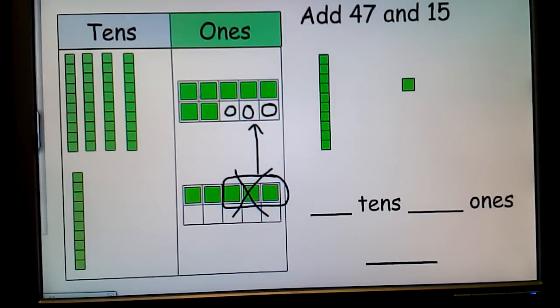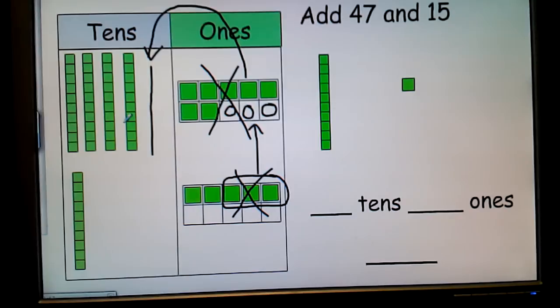Now, once this 10 frame is filled, I ask myself, well, I know that I can regroup 10 cubes or 10 ones into one 10 or one long. When I have a full 10 frame, I can turn that into one long. When I do that, I can also cross off those cubes that I used. Now, if there's no other work I can do on my ones side, I certainly don't have enough room to put 8 cubes down on this 10 frame. I only have 2 left.